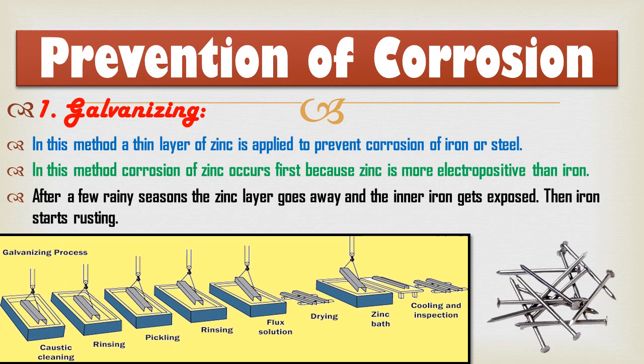So this is a method which can prevent the corrosion of iron or steel metal. Below you can observe the galvanizing process in different stages: caustic cleaning, rinsing, pickling, again rinsing, then flux solution, drying, zinc bath, and after that cooling and inspection. So this is the galvanizing process.